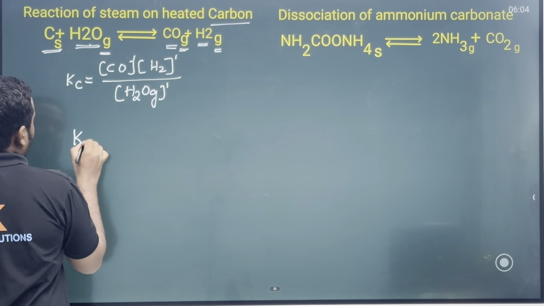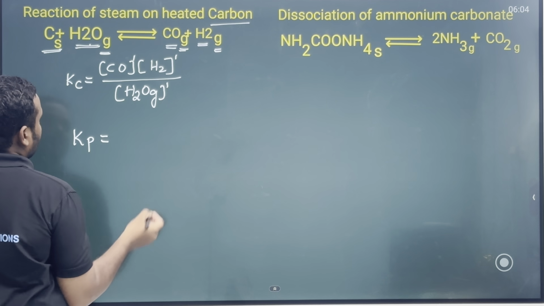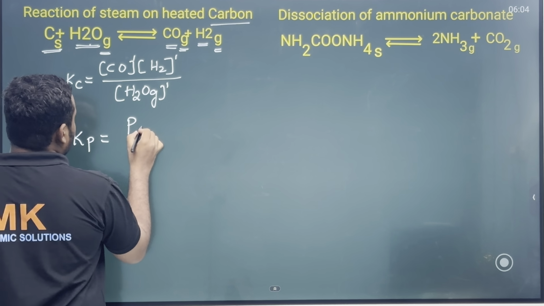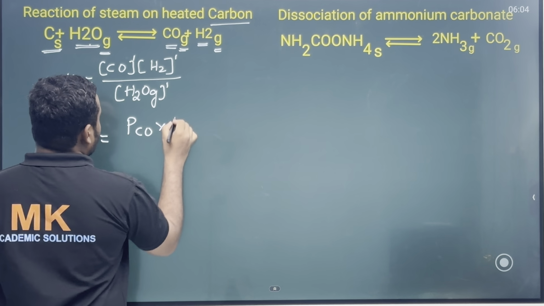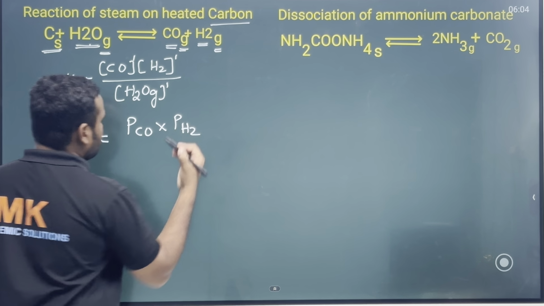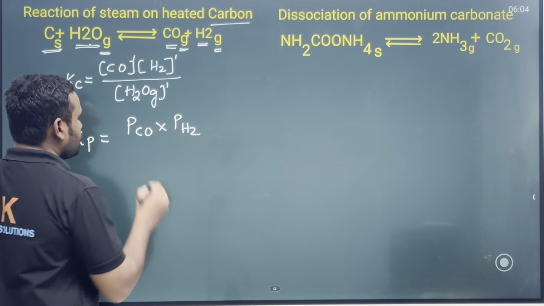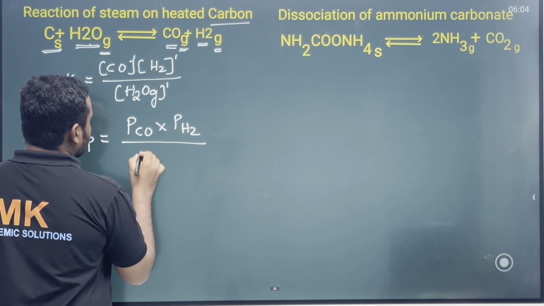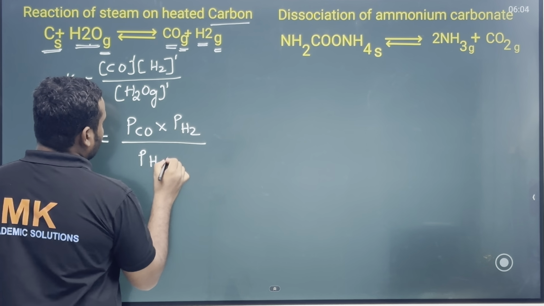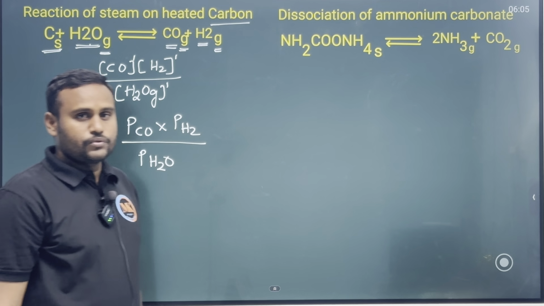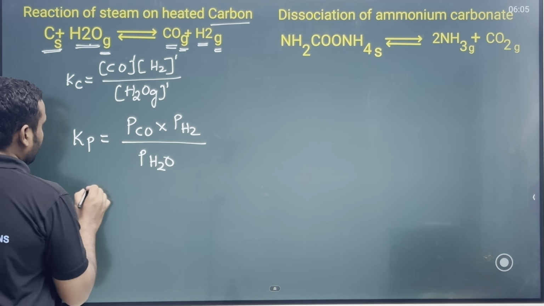Kp expression. Okay, Kp expression. What is the Kp expression? Simply partial pressure of CO into partial pressure of H2, by partial pressure of H2O. Partial pressure of what? H2O. Right. Now units.